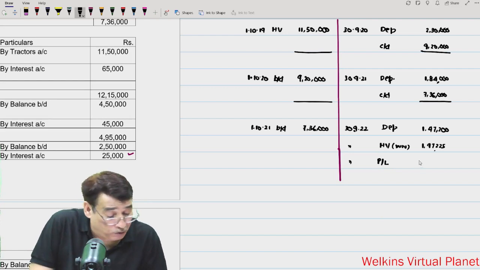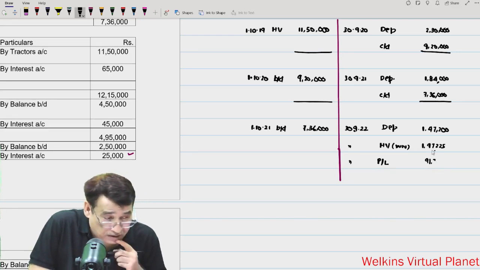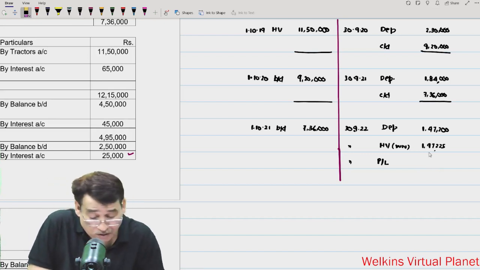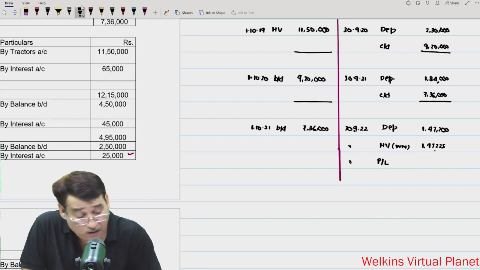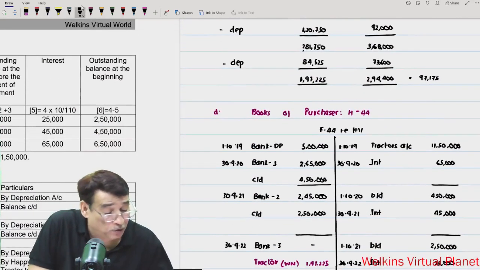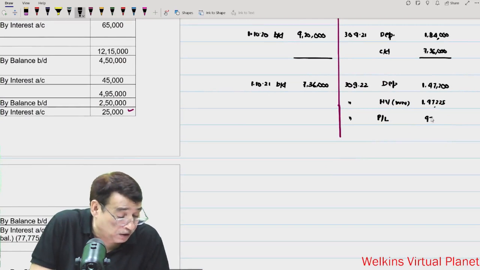What was the amount of loss which we computed earlier? I think it was 97,175, I think. Let me check it out. We computed the amount of loss here, correct? 97,175.